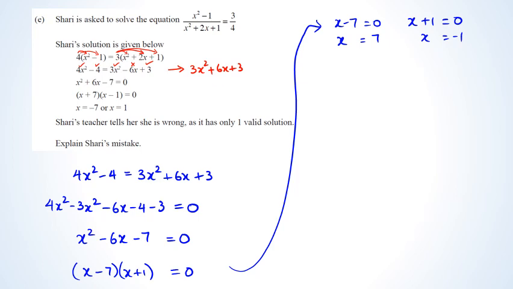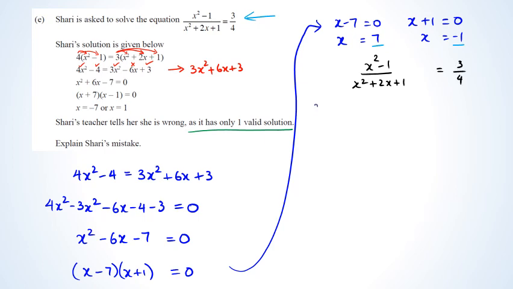Now, obviously the teacher is telling you here that this only has one valid solution. So what's important is I take my two values, which are 7 and negative 1, and substitute them in this equation to see whether they work out. I'm going to do 7 first. So I've got x squared minus 1 over x squared plus 2x plus 1, and when I substitute, I should be looking at an answer of 3 out of 4.